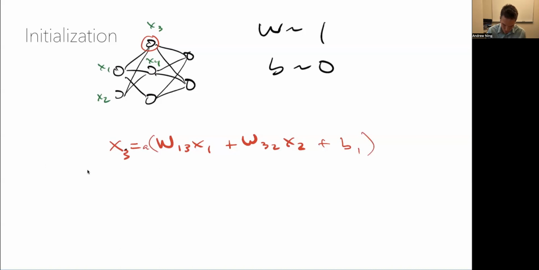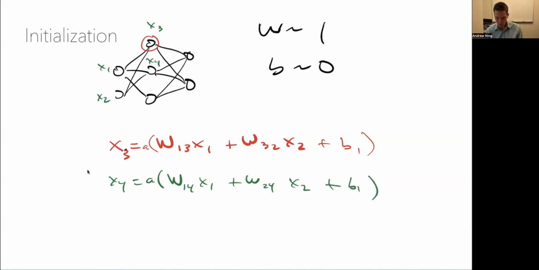Now X4 is this next neuron, and it goes through an activation function, and it's going to be weight 1,4 times X1 plus weight 4,2 times X2, plus B1, and let's say these B's are all 0.